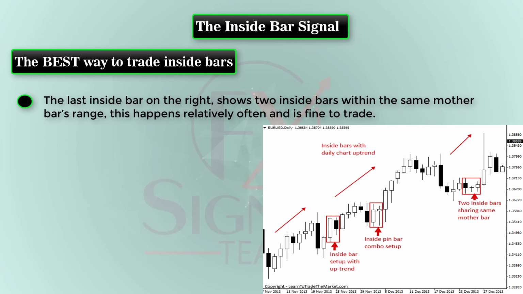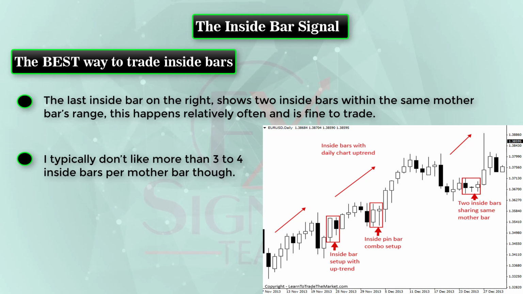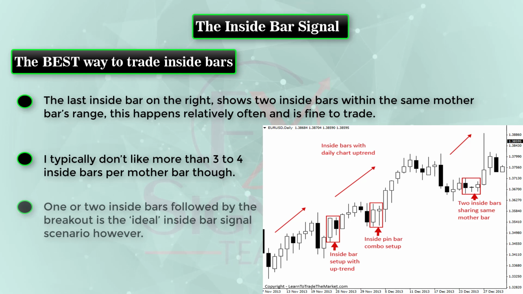The last inside bar on the right shows two inside bars within the same mother bar's range. This happens relatively often and is fine to trade. I typically don't like more than 3 to 4 inside bars per mother bar though. 1 or 2 inside bars followed by the breakout is the ideal inside bar signal scenario, however.